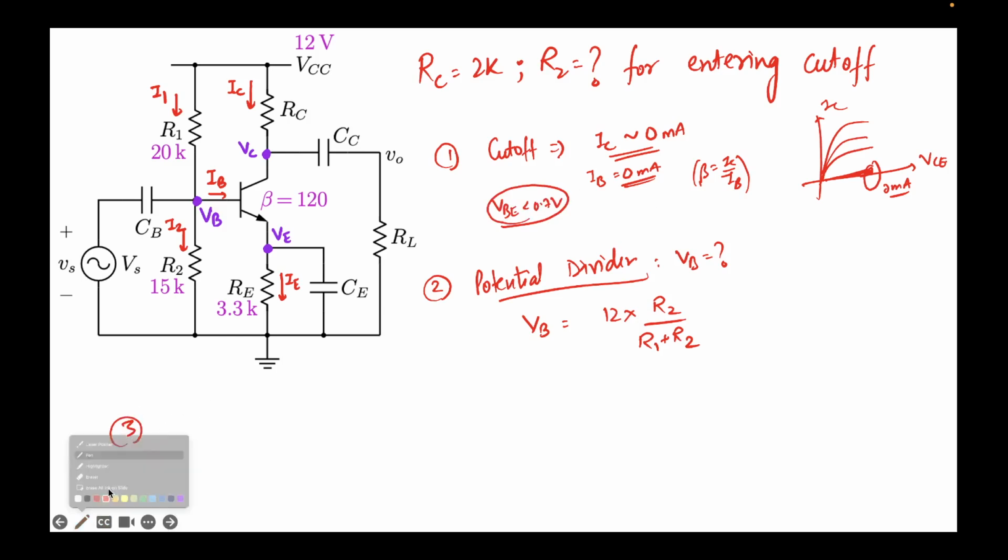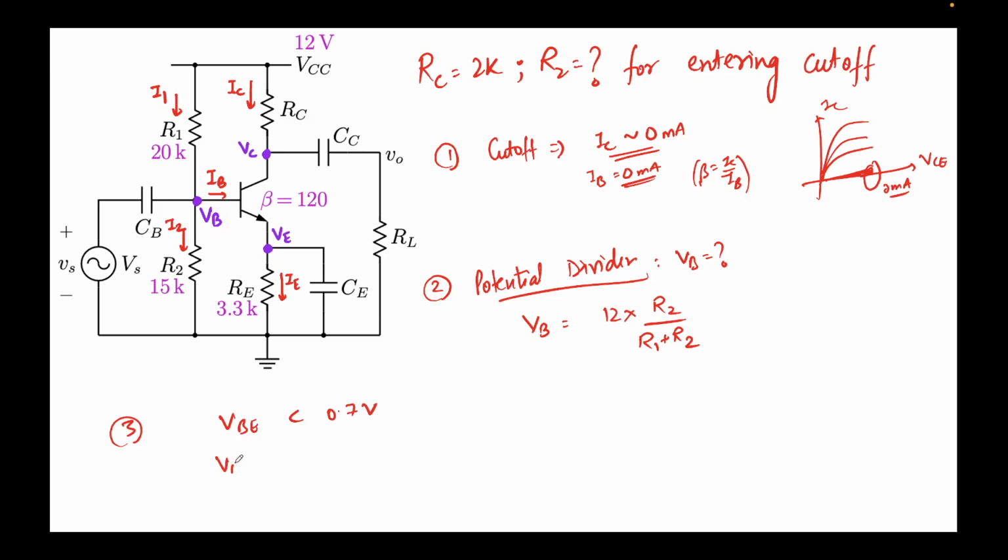So let me erase this for now, right? And so we'll write VBE is less than 0.7 volts. That means VB minus VE is less than 0.7 volts, and if you recall, VE is 0 because there's no current flowing through here. So this node will also have 0 potential. So I can simply say the expression for VB is this. So it will be 12 times R2 over R1 plus R2 should be less than 0.7.